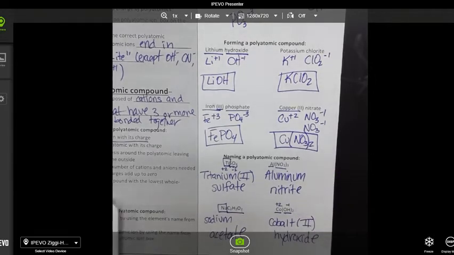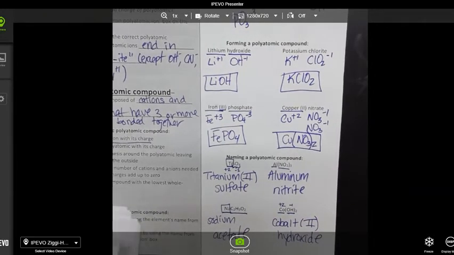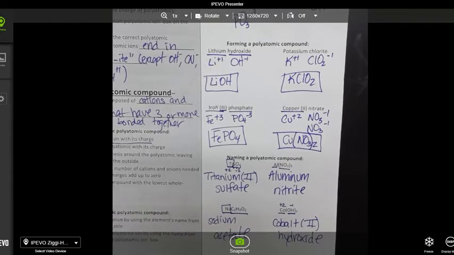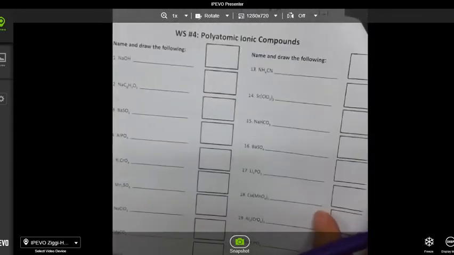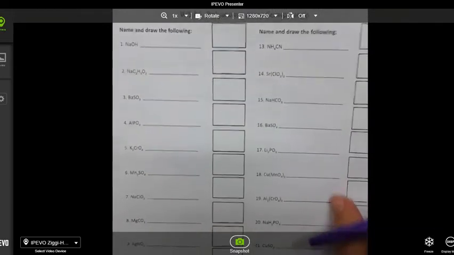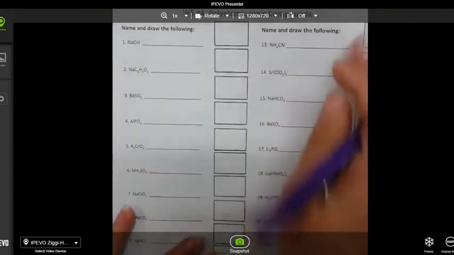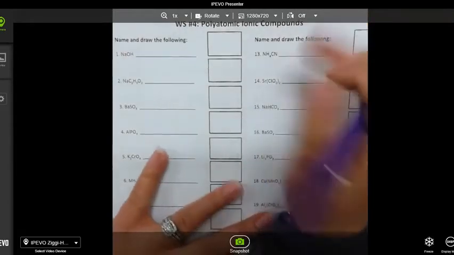All right, if you get it, you can move on to the worksheet that says polyatomic ionic bonds. It's worksheet number 4, which is right here. I'm going to do a couple more examples on it so that you can see, but if you've got it, because here's one of our ammonium ones, then you can move on.